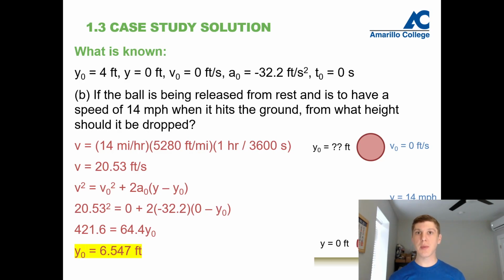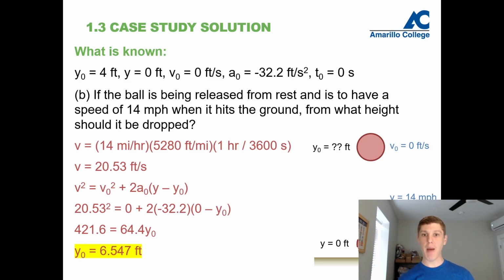But I gave you the speed in the form of 14 miles per hour when our acceleration is negative 32.2 feet per second squared. Whenever we're working problems, all of our units need to match. We have an acceleration with units of feet and seconds, so I need to have a velocity with units of feet and seconds. So I need to convert from 14 miles per hour to feet per second.